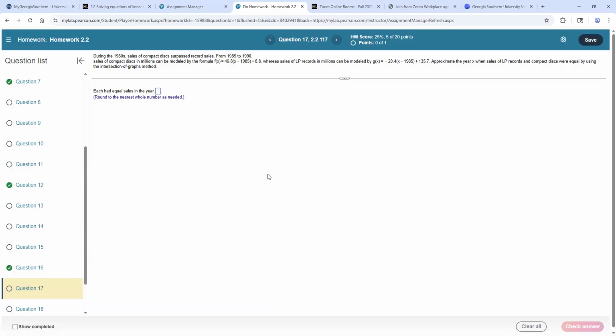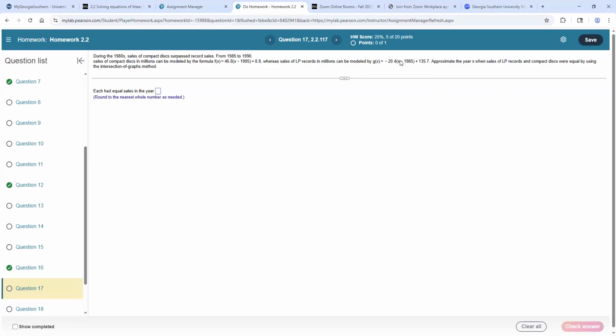Here we have another linear function, and all of these application problems are going to be linear functions. And we are asked to approximate the year. Again, we're looking for the year when sales of LP records and compact discs were equal by using the intersection of graphs method. So you're going to use your graphing calculator, and you have two functions, f of X and g of X, and you're going to find where these two functions intersect, the point.